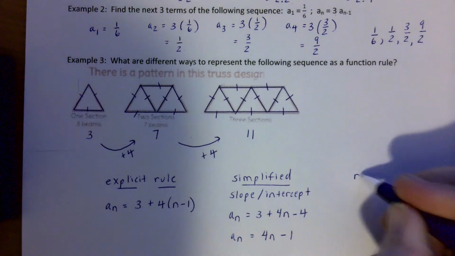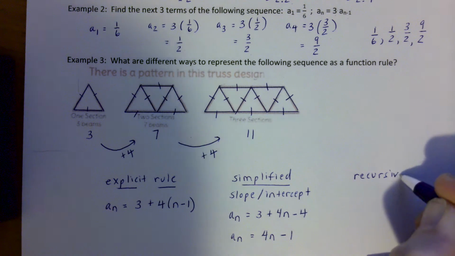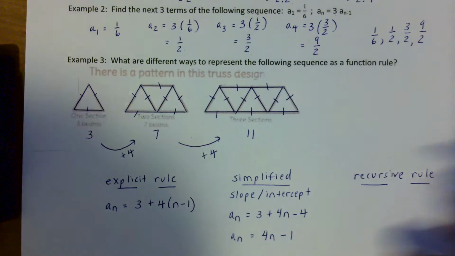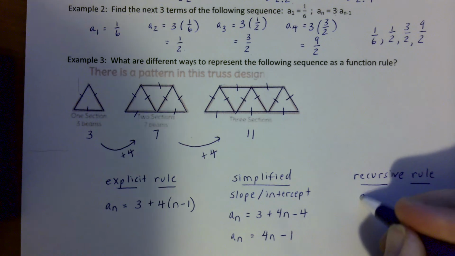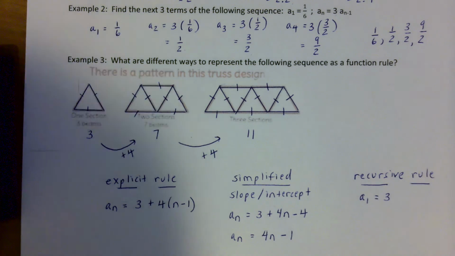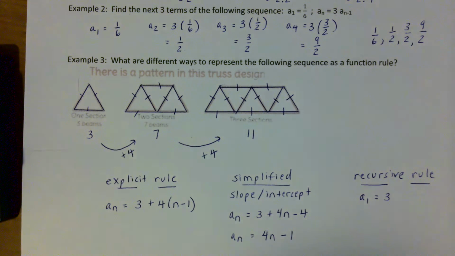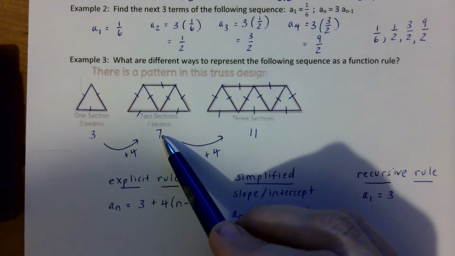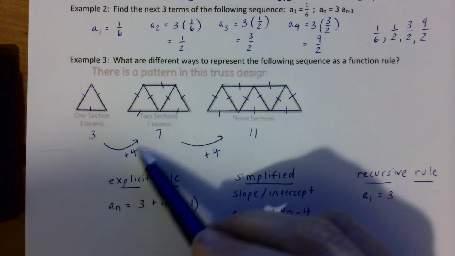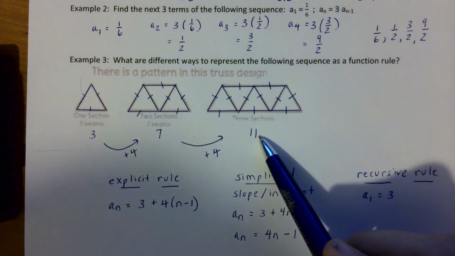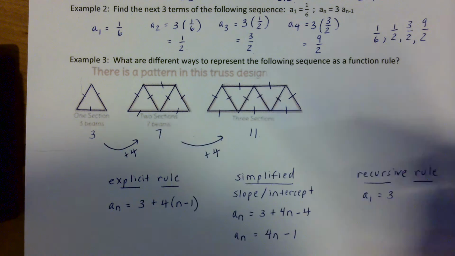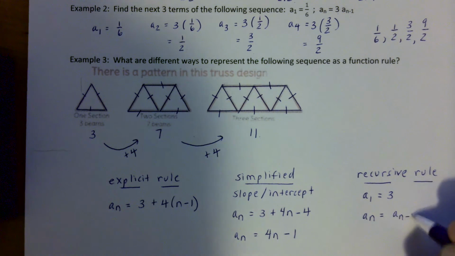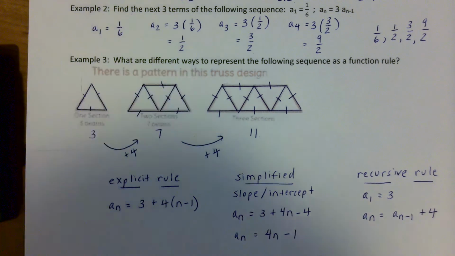Remember, we can also write this recursively. So this is our recursive rule. In our recursive rule, we need to have a starting term. So our first term was 3. And we need to show the pattern that was done on each previous term. So to get to this next term, we added 4 to the previous term. To get to 11, we added 4 to the previous term. So to find any term, we're going to take our previous term and we add 4 to it.